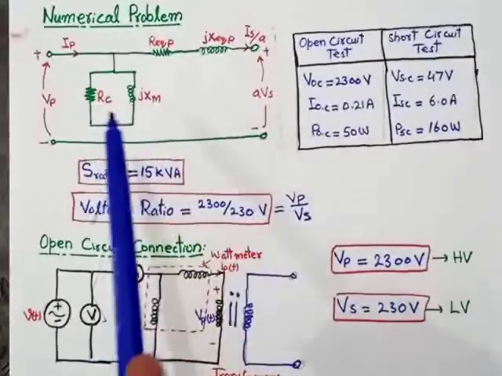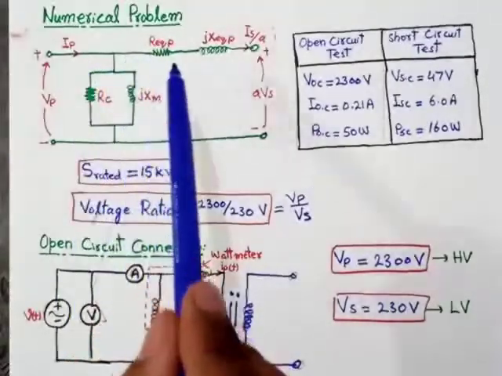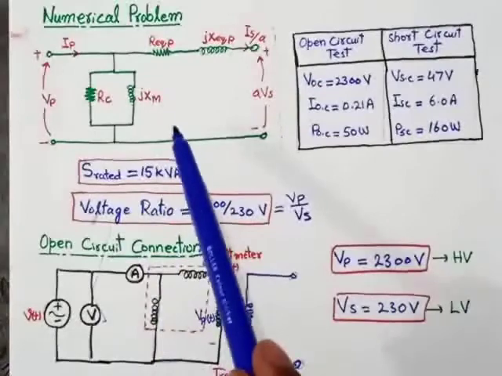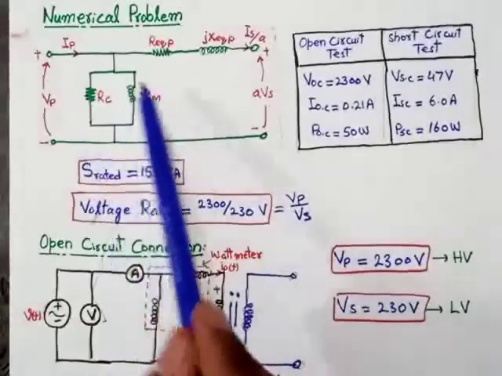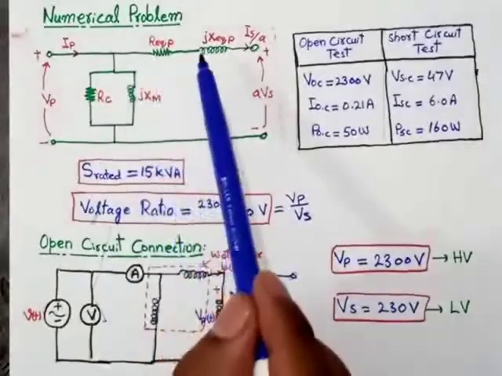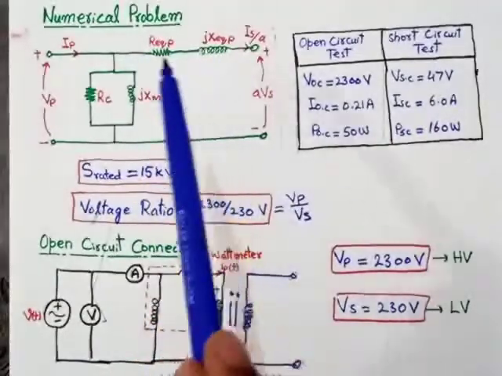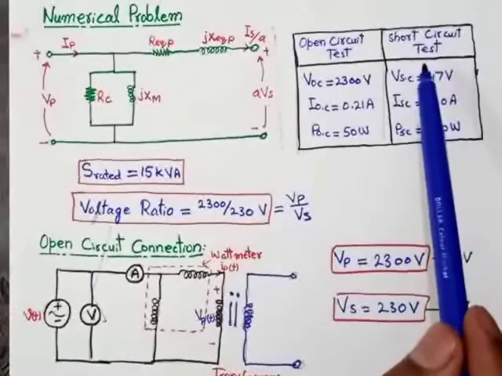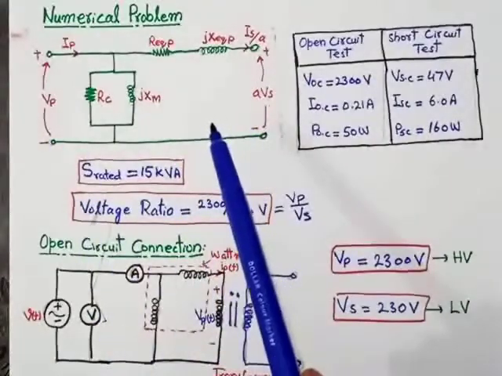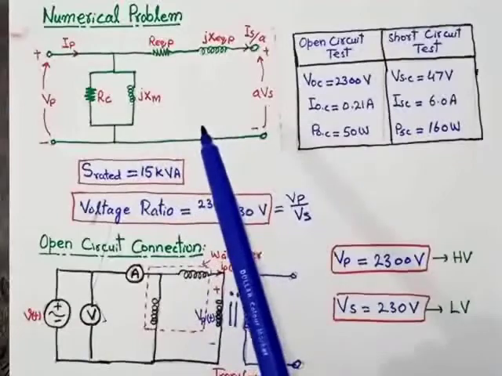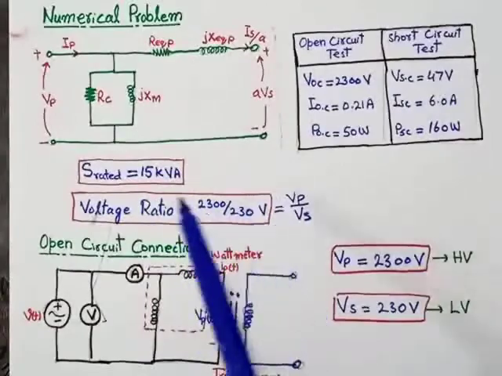So first of all we will calculate the value of RC and XM, then we will find the R equivalent and X equivalent. As we have already discussed, the value of RC and XM we can calculate by performing the open circuit test of the transformer, and we can calculate the values of R equivalent and X equivalent by performing the short circuit test of the transformer. So first of all we will solve the part A of this numerical problem. The part A is basically find the equivalent circuit of this transformer referred to the high voltage side or the primary side of the transformer.